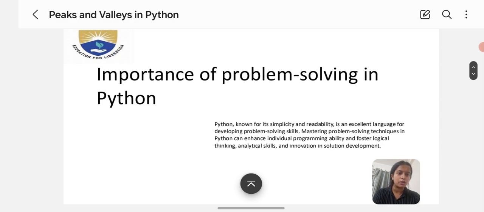Importance of problem solving in Python. Python, known for its simplicity and readability, is an excellent language for developing problem solving skills. Mastering problem solving techniques in Python can enhance individual programming ability and foster logical thinking, analytic skills, and innovation in solution development. Peak detection is a challenging step in many applications.